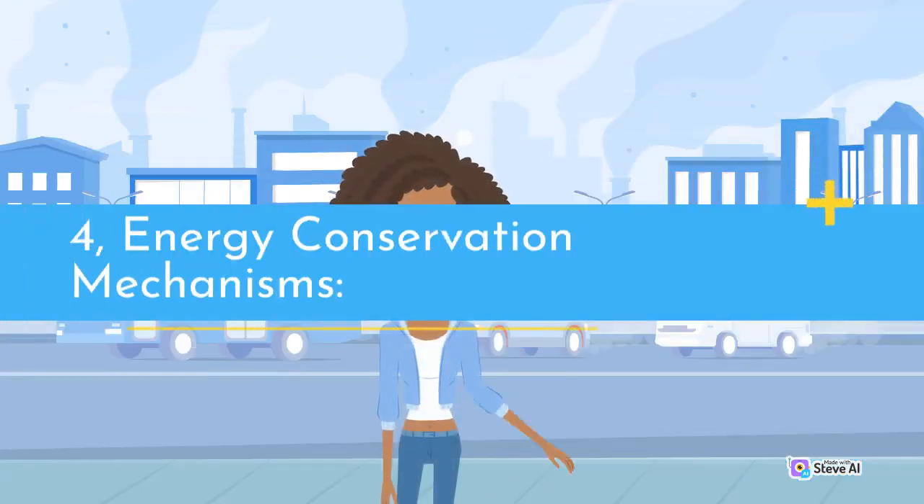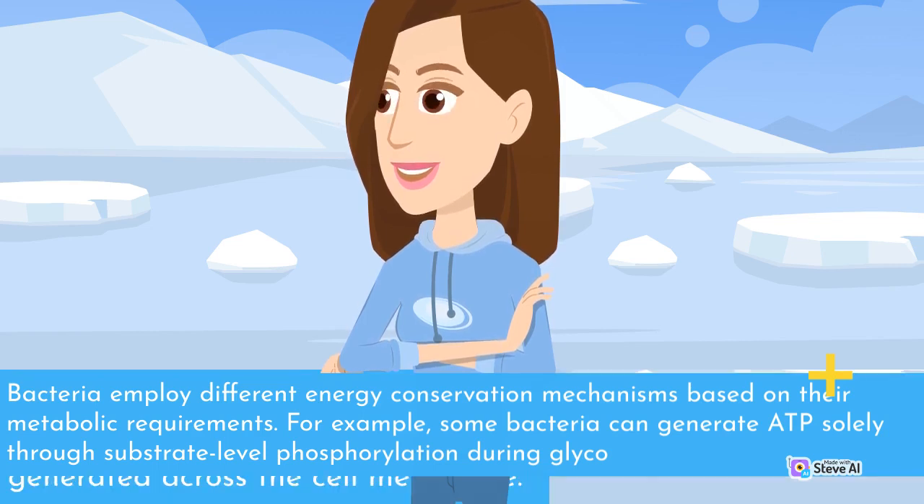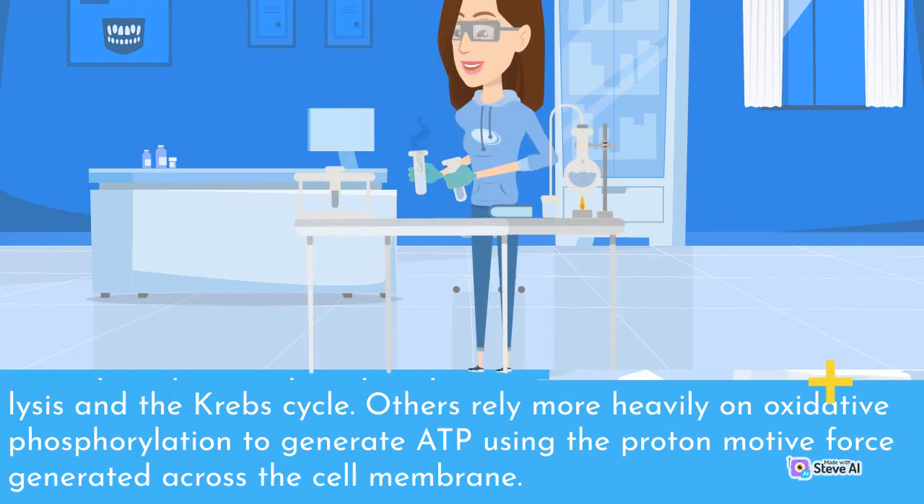4. Energy conservation mechanisms. Bacteria employ different energy conservation mechanisms based on their metabolic requirements. For example, some bacteria can generate ATP solely through substrate-level phosphorylation during glycolysis and the Krebs cycle. Others rely more heavily on oxidative phosphorylation to generate ATP using the proton motive force generated across the cell membrane.